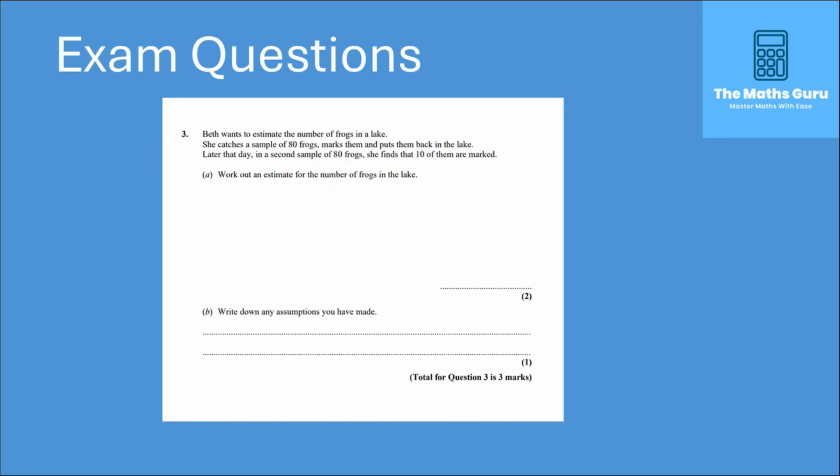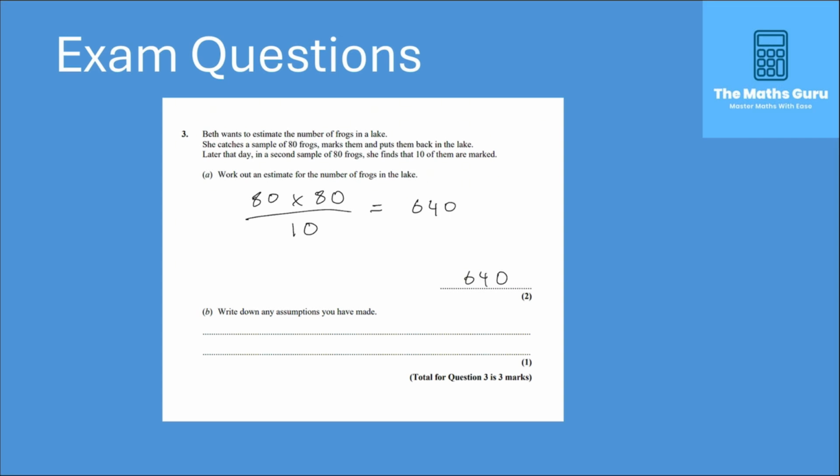It tells us Beth wants to estimate the number of frogs in a lake. She catches a sample of 80, marks them and puts them back. In the second sample, she takes 80. In the second sample of 80 frogs, she finds that 10 of them had already been marked. So, in the first sample, she got 80. Second sample, she got 80, and then the number of marked in the second sample was 10. So, our estimate looks something like so. We get 640 frogs in our lake.